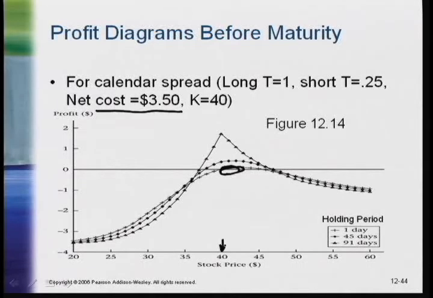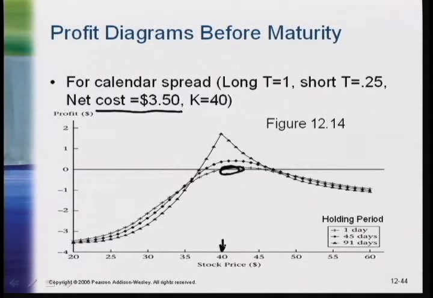Well, that little bit of a profit, if the stock price doesn't move, is basically the theta. The negative theta of the short position is greater than the negative theta of the long position. In other words, the diminishment in value of the short position is faster than the diminishment over time of the long position.